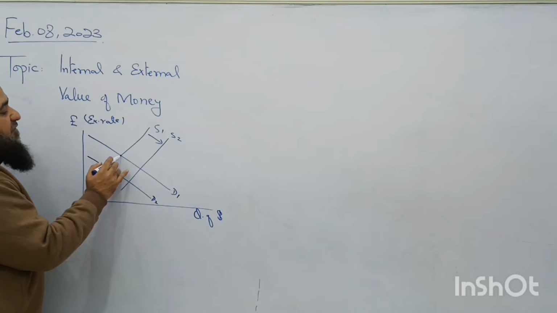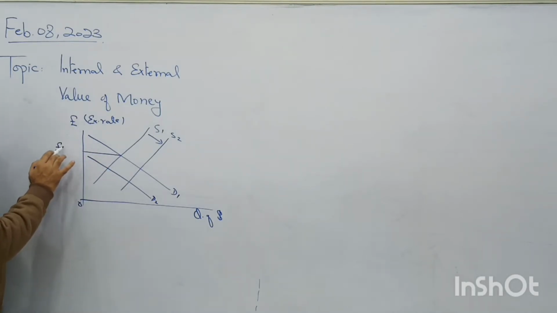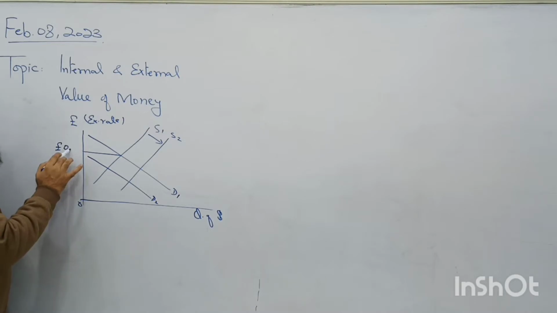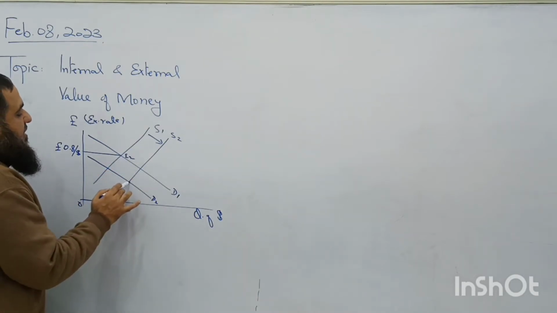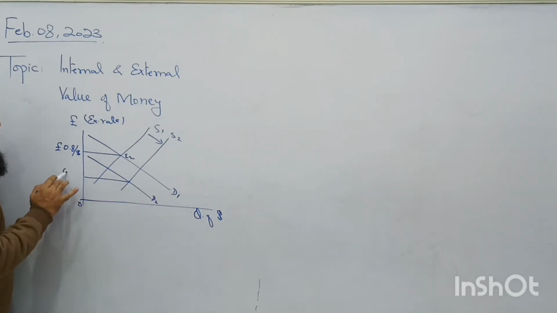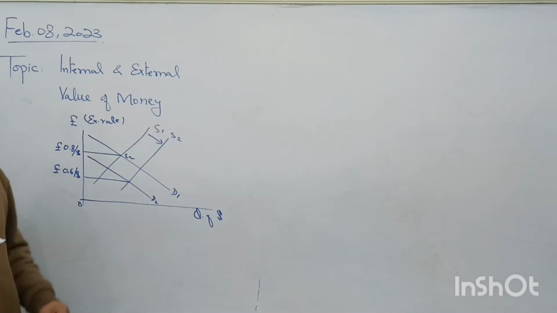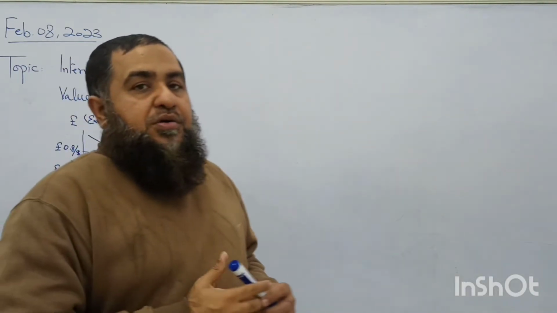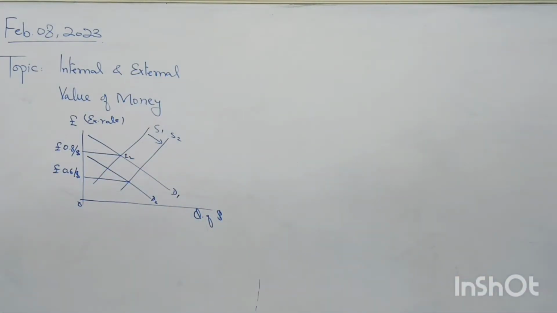Now we can see if previously this was the exchange rate, for example, it was 0.8 pound for each dollar. Now the exchange rate has gone to 0.6 pound per dollar. So what happened? The pound has appreciated whereas the dollar has depreciated due to domestic inflation in USA.